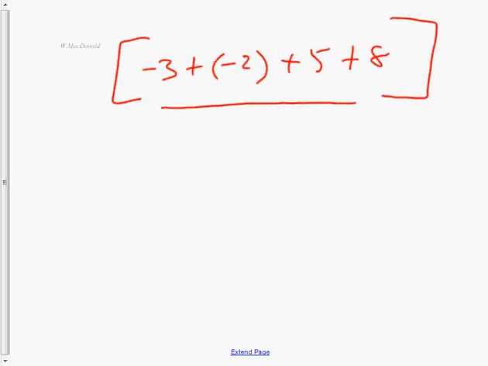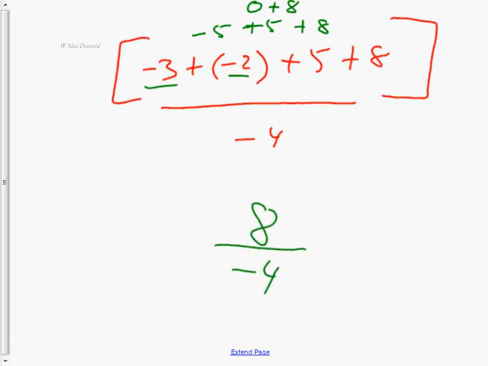Question 8. Square brackets, -3 plus -2, -2, plus 5, plus 8, and your square brackets, divided by -4. This is very similar to the 6th question. So I'm going to simplify my brackets. I'll work upwards, I'll change colors. -3 plus -2 is -5. -5 plus a +5 is 0, and 0 plus 8 would simply be 8.